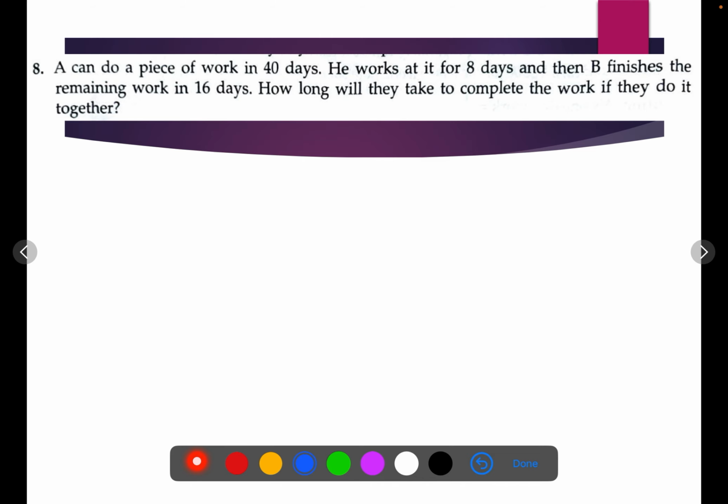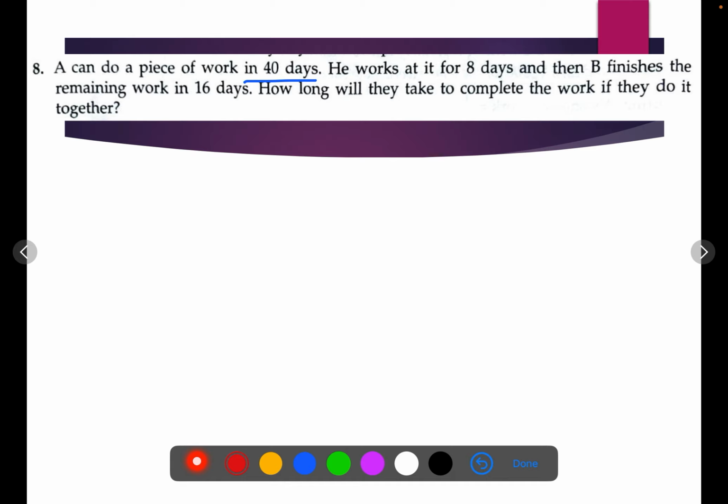Question number 8. A can do a piece of work in 40 days. So this is the work done by A. Now he works at it for 8 days, then B finishes the remaining work in 16 days. How long will they take to complete the work if they do it together? So they have done part of the work individually. The question is saying if they would have worked together, how much time will it take?